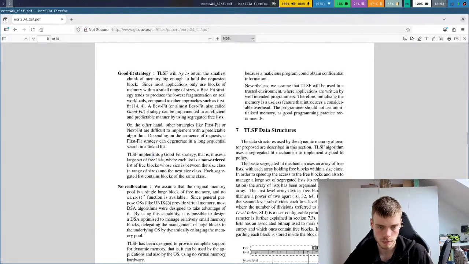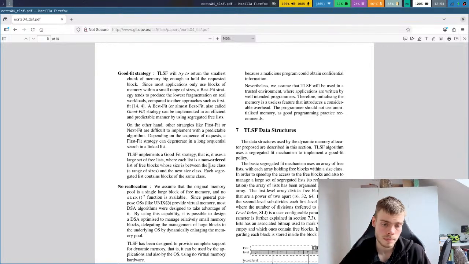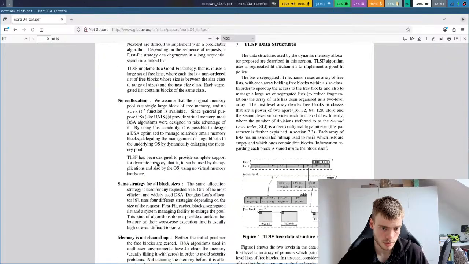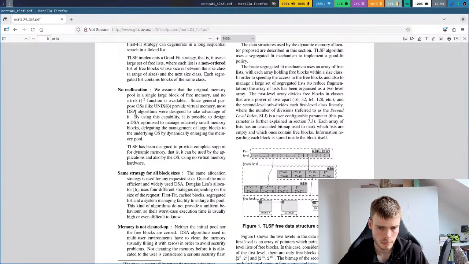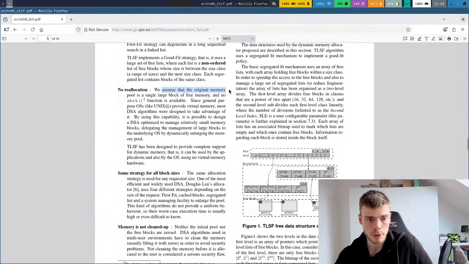TLSF implements a good fit strategy that uses a large set of free lists, where each list is a non-ordered list of free blocks whose sizes are between the size class, a range of sizes, and the next size class. Each segregated list contains blocks of the same class. We assume that the original memory pool is a single large block of free memory.